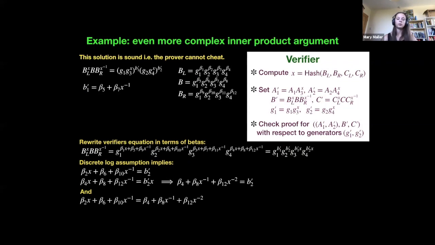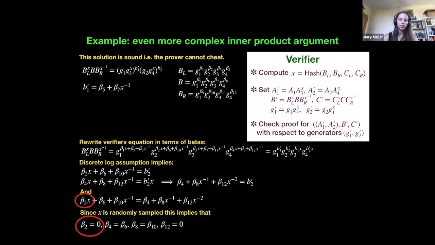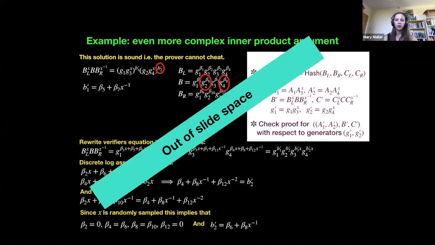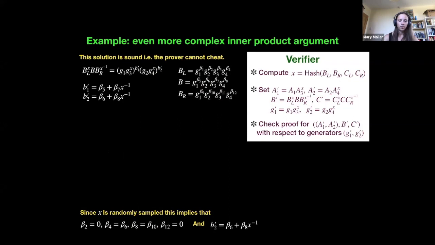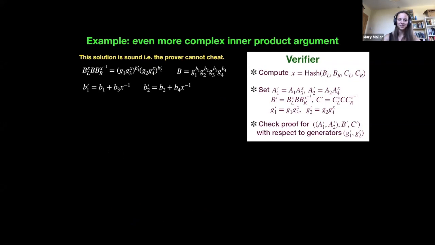Left-hand side of the first is equal to left-hand side of the second. And then beta 2 equals 0, beta 6 equals beta 4, beta 10 equals beta 8, and beta 12 equals 0. So B2 must be equal to beta 6 plus beta 8 x to the minus 1. Ran out of space again, but just going to put these two equations for B1 and B2 up in the information that we need to keep. And abuse notation and change all of our betas into B1s to B4s.